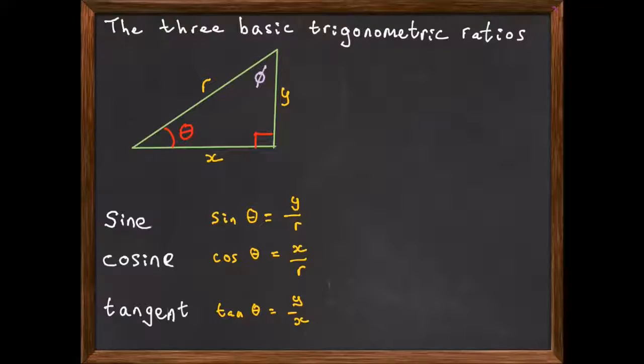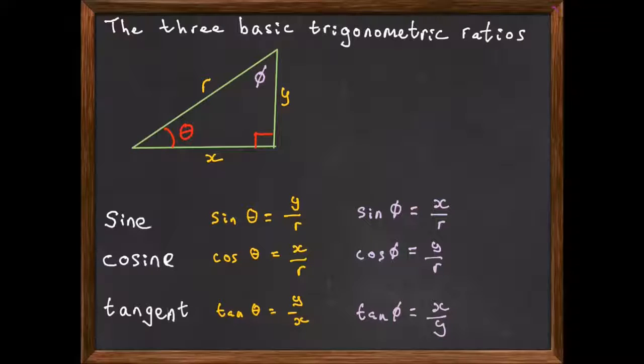These ratios could be defined in terms of the other angle, angle phi, in which case the sine of angle phi, sin phi, would equal x over r. The cosine of angle phi would be cos phi equals y over r. And the tangent of angle phi, tan phi, would be x over y.